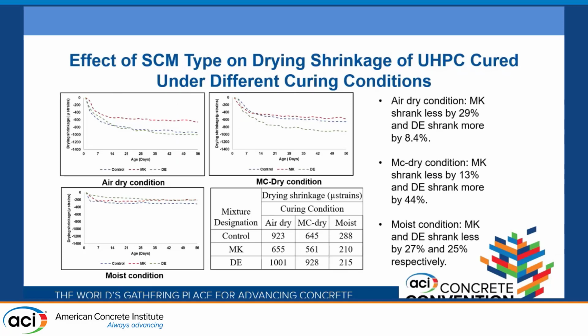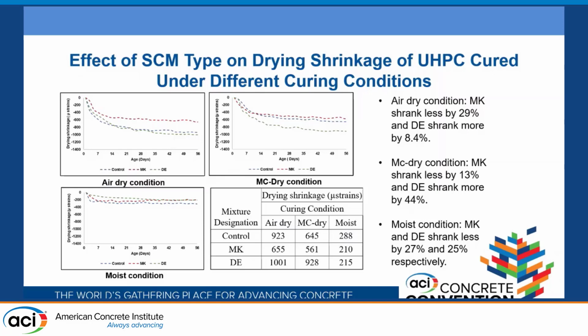To study the shrinkage characteristics of the UHPC mixtures, 3 curing regimens were investigated. One is air-dry condition, in which the specimens are subjected to air until the day of testing, that is 56 days, right after demolding. The MC-dry condition is where the specimens are kept in a moist curing room for 3 days, and then they are left in the air until 56 days. And in moist condition, the specimens were kept in a moist curing room for 56 days.